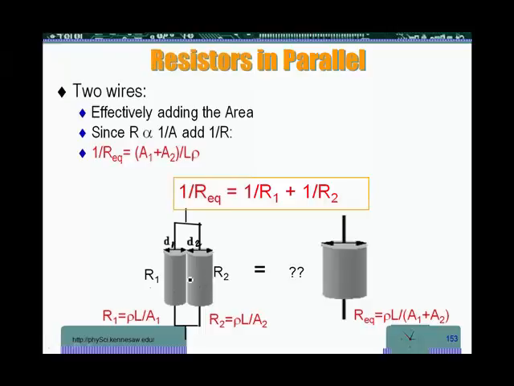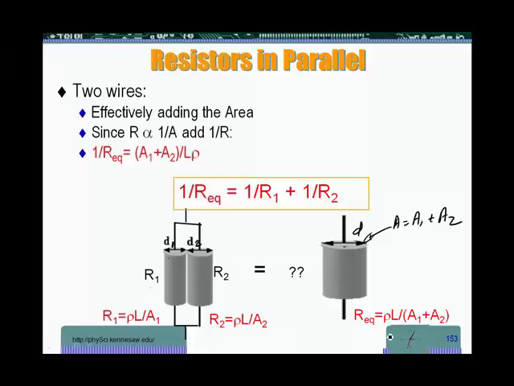Putting them in parallel is equivalent to combining both of them, having a thicker wire with another diameter such that the area here is equal to A1 plus A2. Now, what's the resistance of this one? Using the formula for resistance, it's rho L over A1 plus A2. Knowing that the resistance of this one is rho L over A2 and the resistance of this one is rho L over A1. Now, notice the relationship.